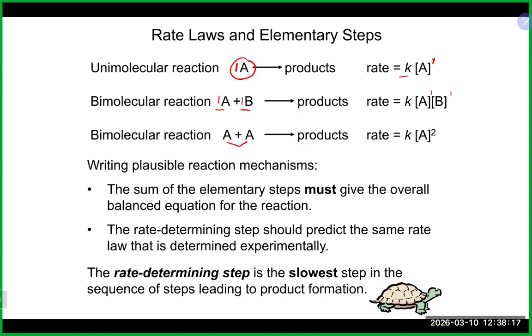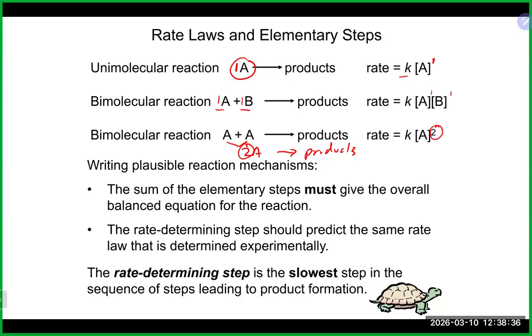When you put those together, you get 2A goes to products. And that is where the 2 comes from, basically the coefficient here. So this is the only place in kinetics where you can use the actual coefficients as the orders, when you're doing elementary steps and these sort of mechanisms.